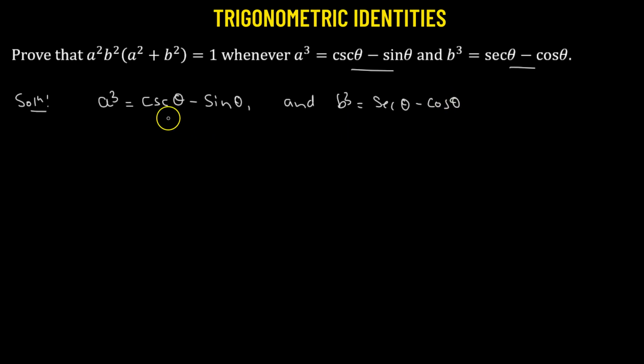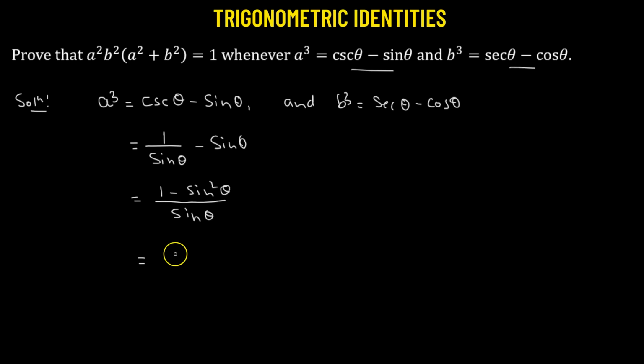What we can do is simplify the expression on the right hand side of a cube. Cosecant theta, we know that the cosecant function is the reciprocal of the sine function. So cosecant theta will be 1 over sine theta minus sine theta. This gives us 1 minus sine squared theta divided by sine theta. And 1 minus sine squared theta is simply cosine squared theta. So cosine squared theta over sine theta. So a cube can also be expressed as cosine squared theta over sine theta.